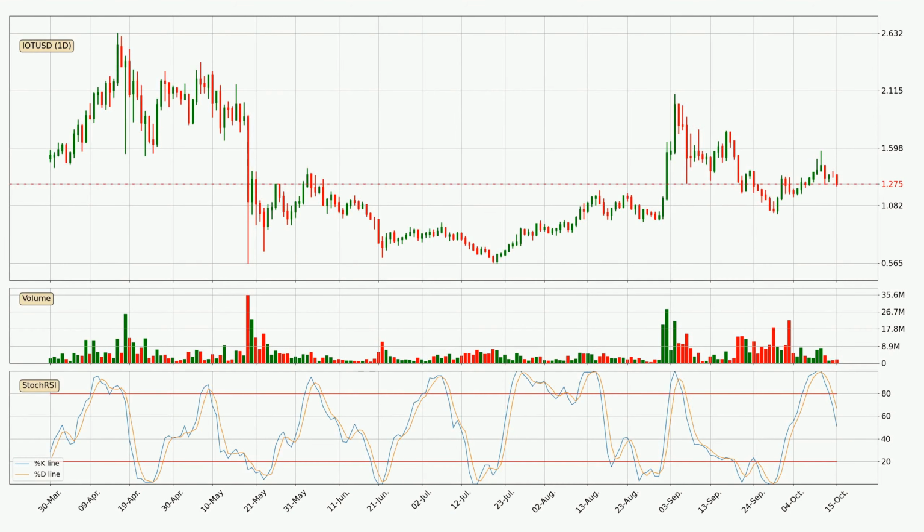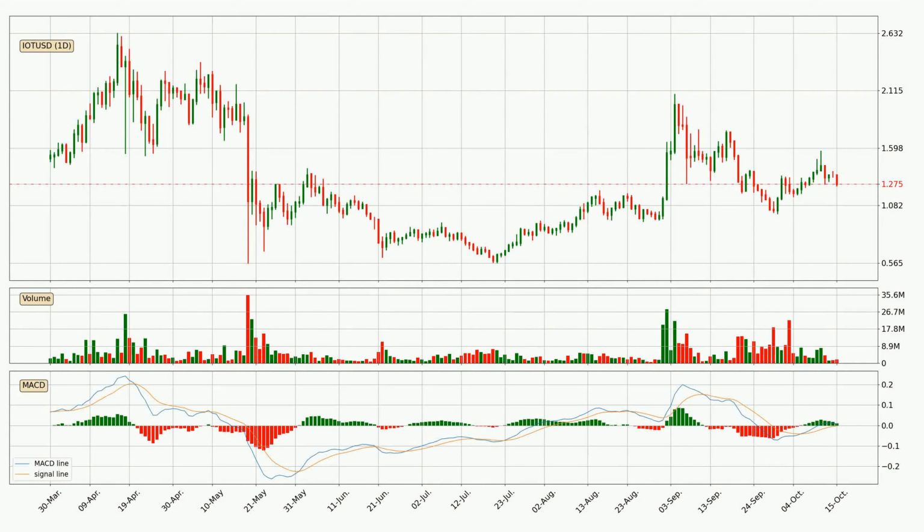Jumping to the daily stochastic RSI, there are no signs of the stochastic RSI being oversold or overbought at this time, but we can see that the trend is currently going down because the K line is below the D line. Looking at the daily MACD, seeing as the MACD line is above the signal line, meaning that the trend is currently on the up.